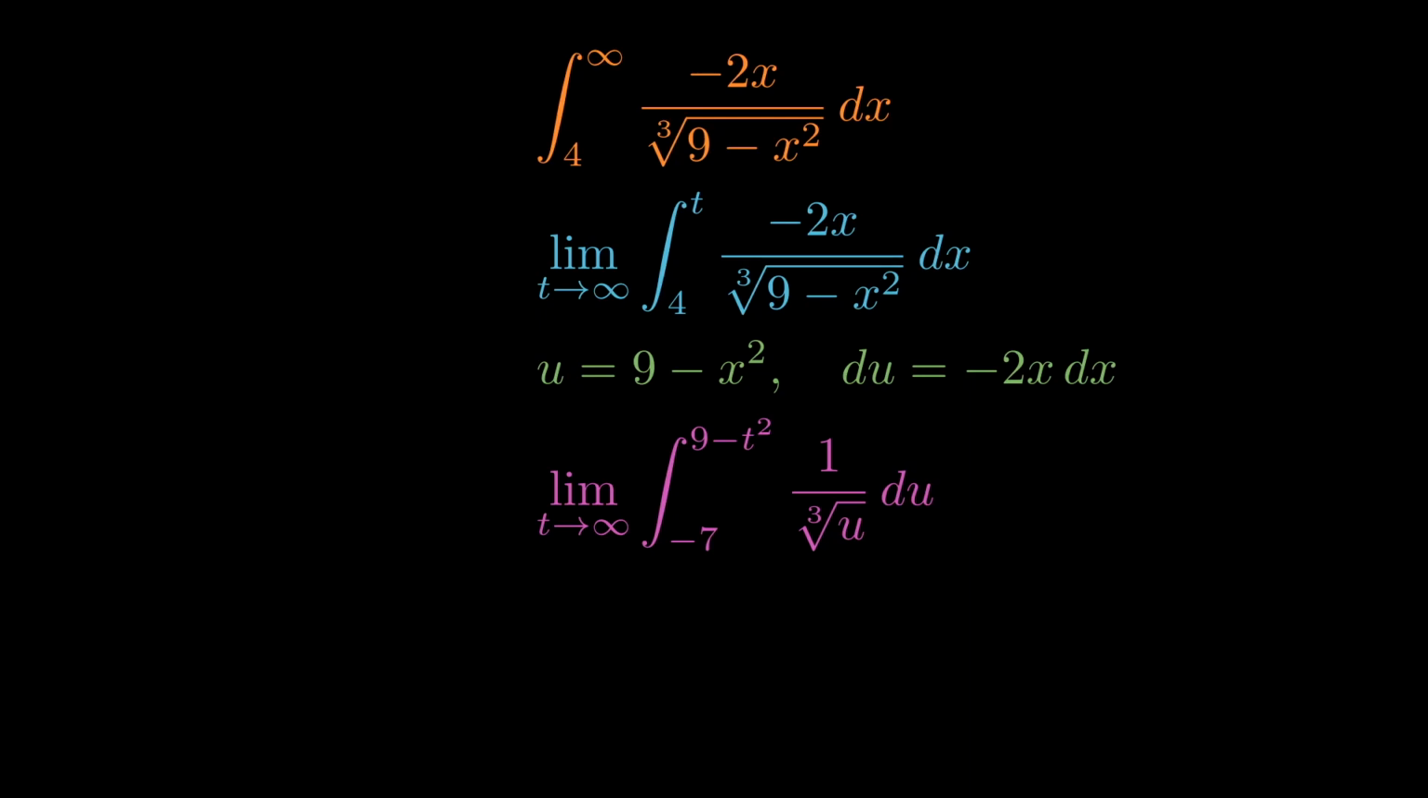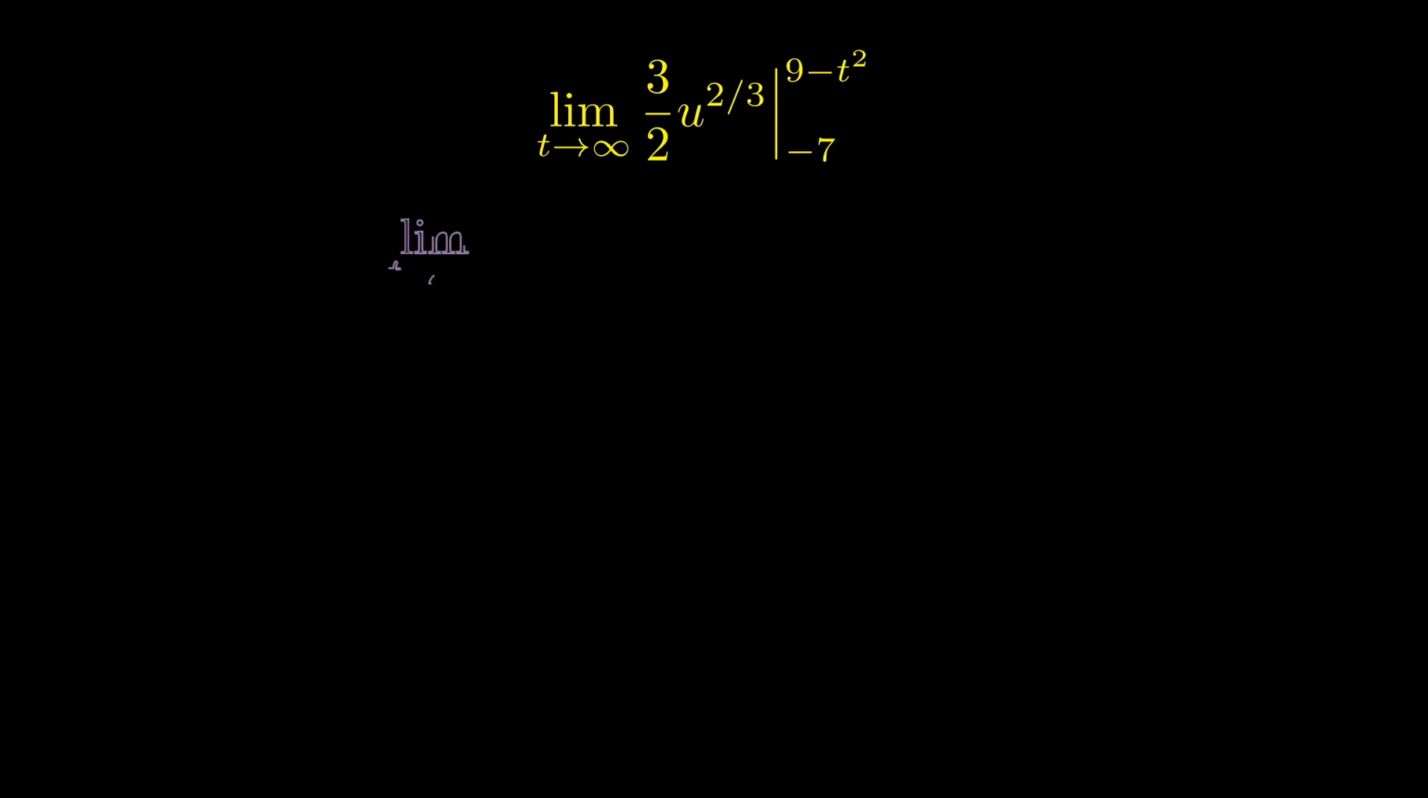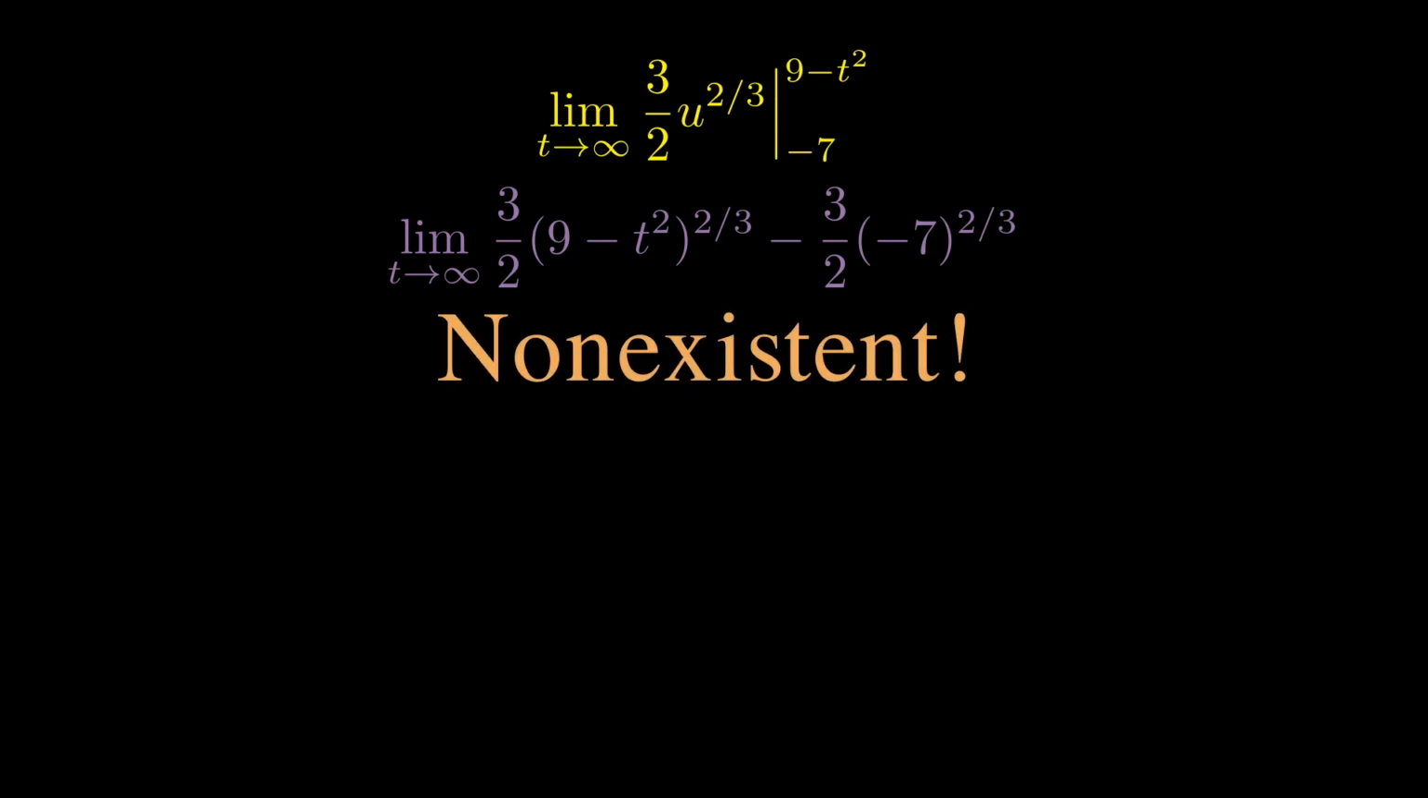Now we can integrate this. The integral of 1 over the cube root of u is simply 3 over 2 times u to the power of 2 over 3. And this means we want to find the limit as t approaches infinity of 3 over 2 times 9 minus t squared to the power of 2 over 3, minus 3 over 2 times minus 7 to the power of 2 over 3. And as we can see, if we substitute in infinity, we have 9 minus t squared in this expression, and that's going to be approaching a very large negative value. So this integral is non-existent. We cannot evaluate it.